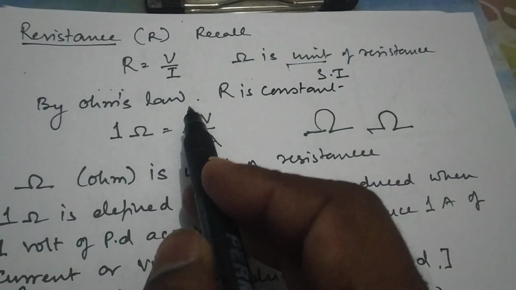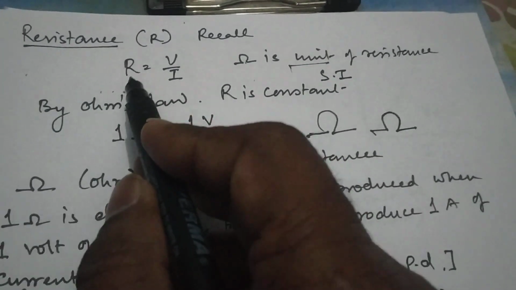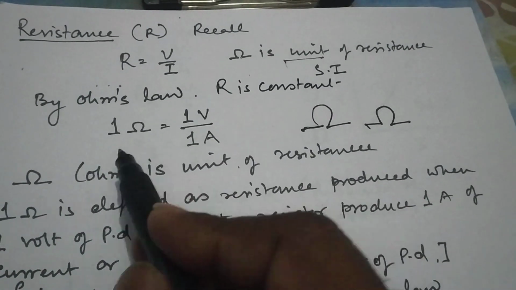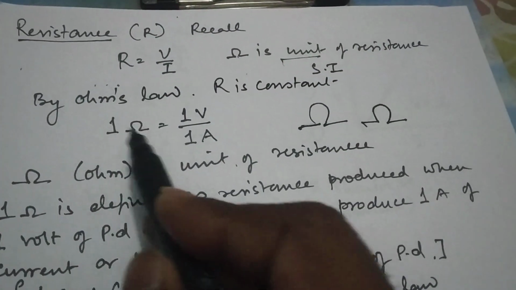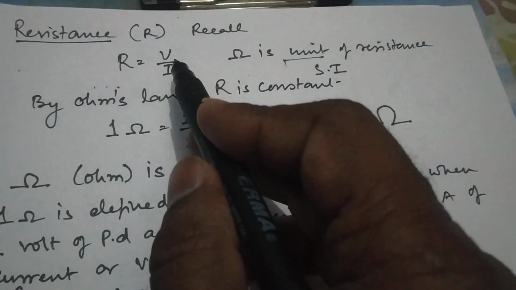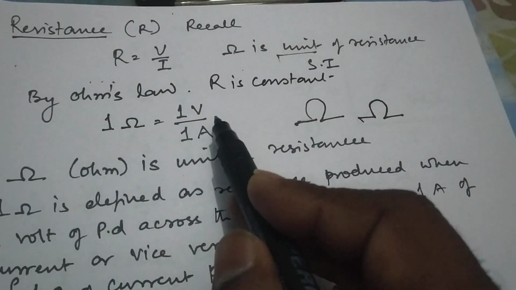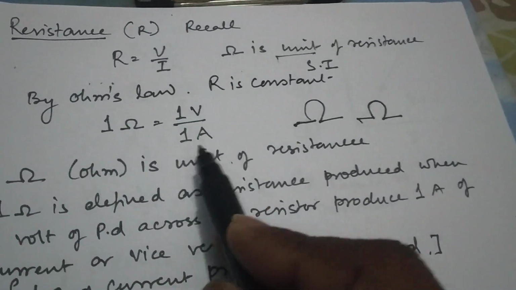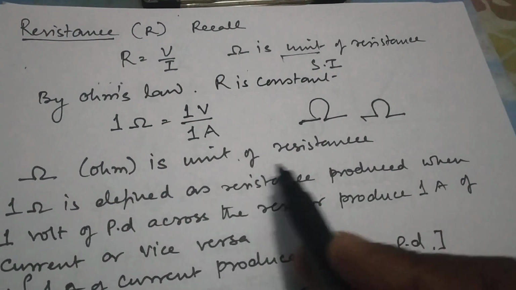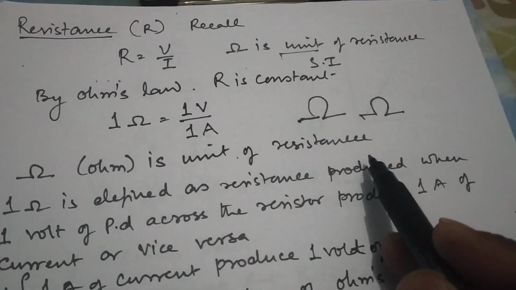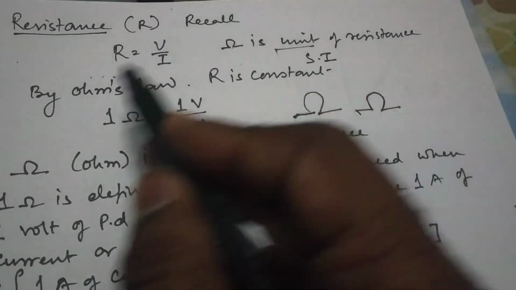So by Ohm's law, R is constant. Putting all these units as one unit value, R is measured in ohm. So it will be 1 ohm, potential difference 1 volt, current 1 ampere. So ohm is the unit of resistance. Please be clear about all these things.